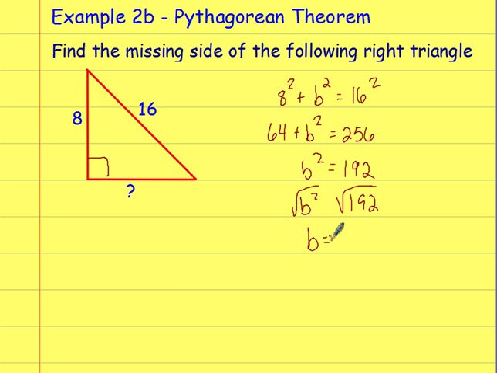Perfect squares are like, as I'm going down a list, 1 times 1 is 1, 2 times 2 is, 3 times 3 is, 4 times 4 is, 5 times 5 is, 6 times 6 is, 7 times 7, 49, 8 times 8, 9 times 9, 10 times 10?